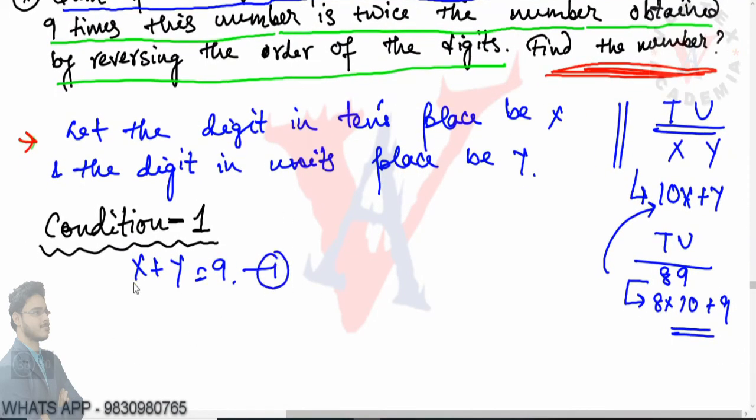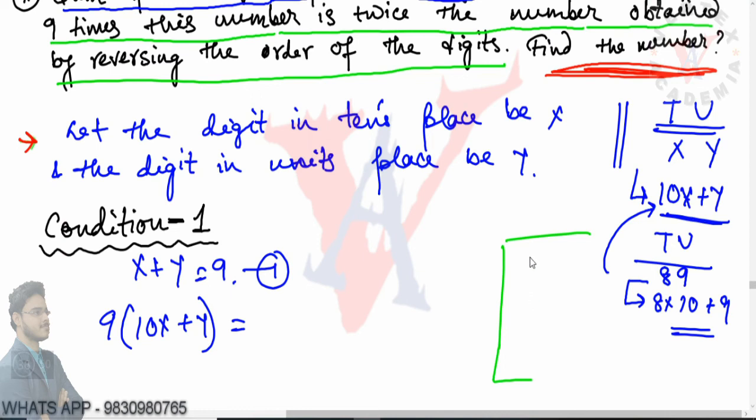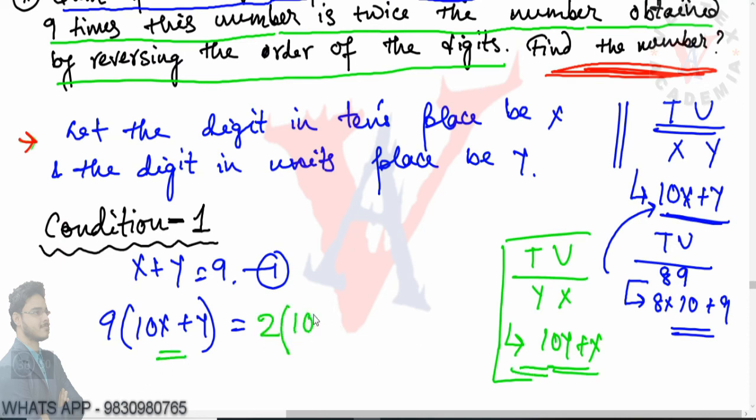So let us term it 1, and second is 9 times this number. So what is the number? 10x plus y. So 9 times 10x plus y is twice the number obtained by reversing the order of the digits. Okay, so now we reverse the order of the digits. So in tens place now we have y, and in units place we have x. So the number becomes 10y plus x, right? So 9 times 10x plus y is twice this number, 10y plus x. So I hope this is clear.